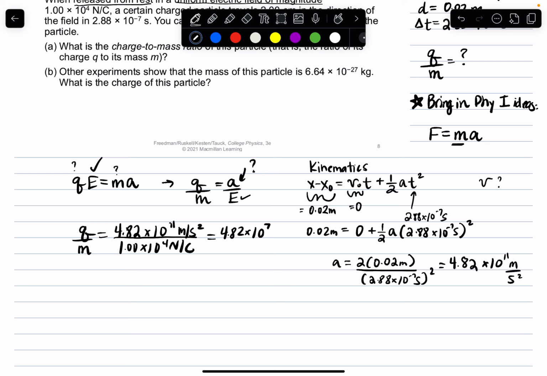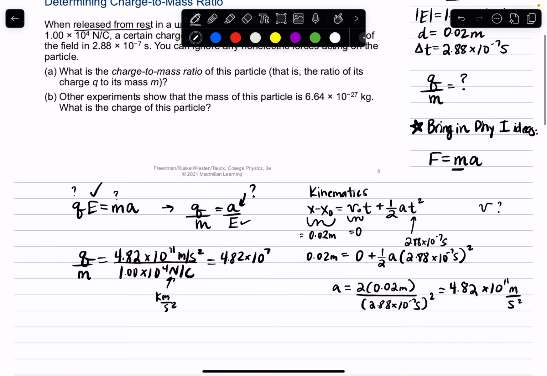So what about the units? In order to figure out the units, we would break newtons into kilogram meters per second squared, and we would do all of our eliminations, and we would end up with coulombs per kilogram. So there's our charge to mass ratio.